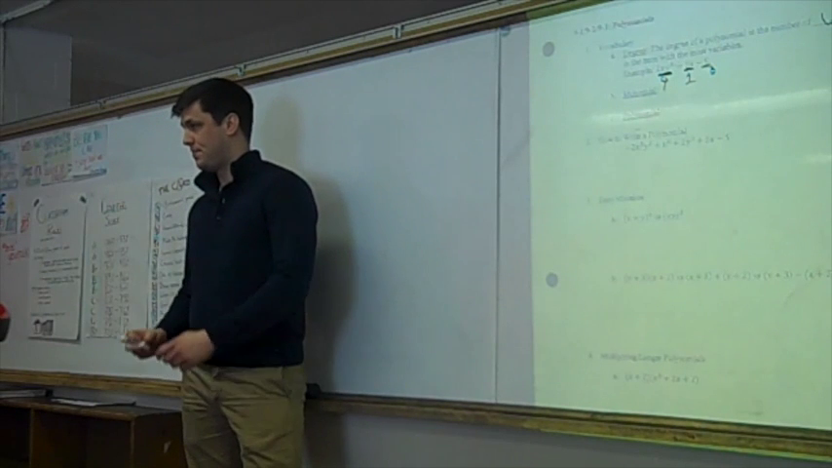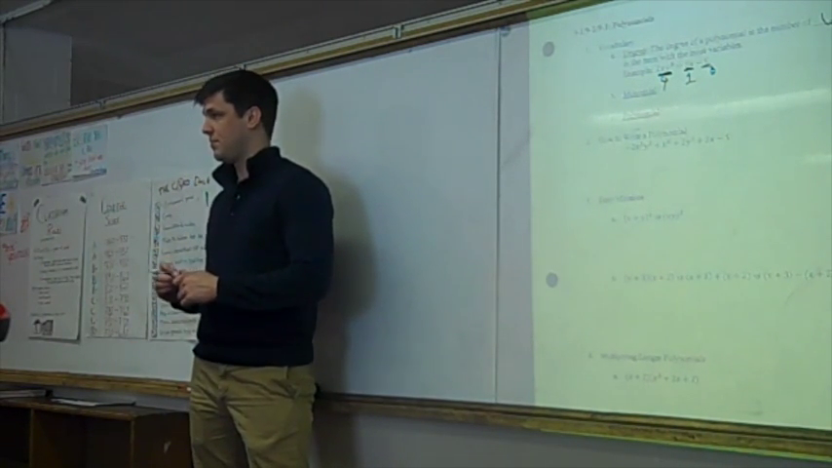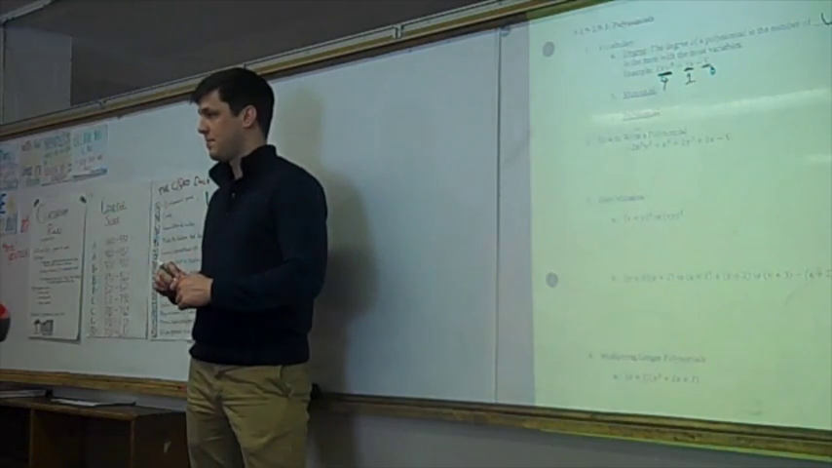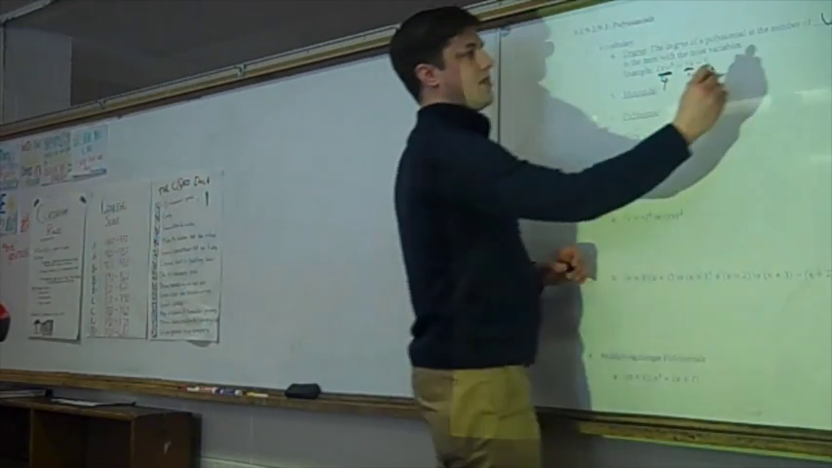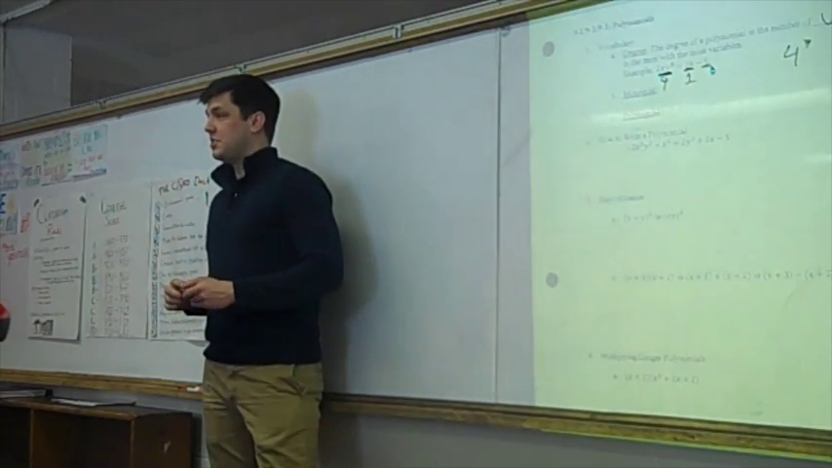So if there's no variable, but the number has an exponent, as in the homework, like 4 to the 7th power, what would you do? If there's no variable, there is no degree.